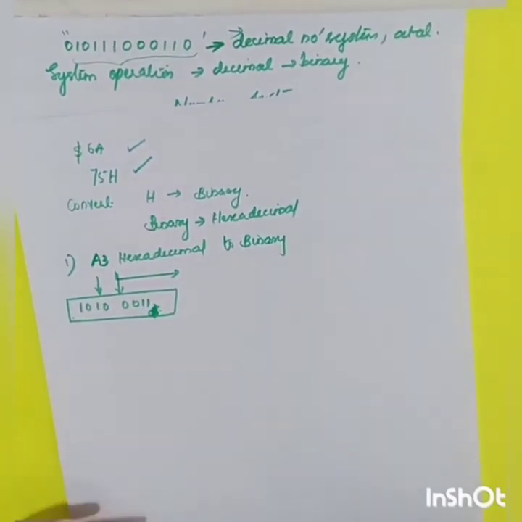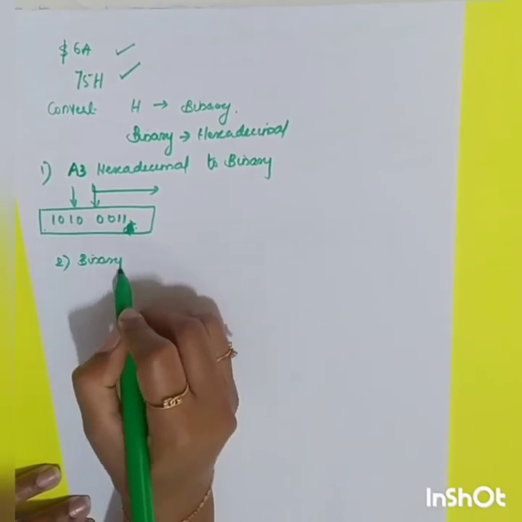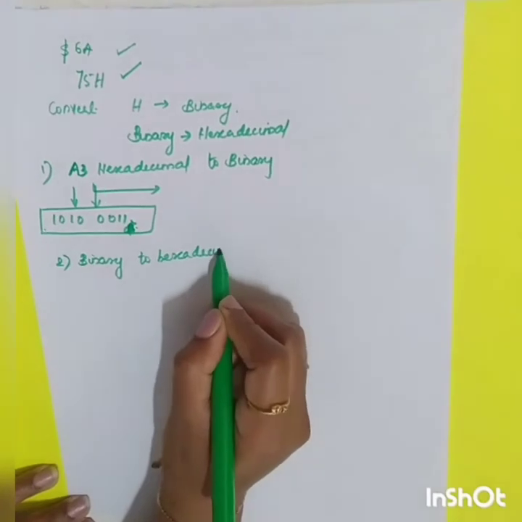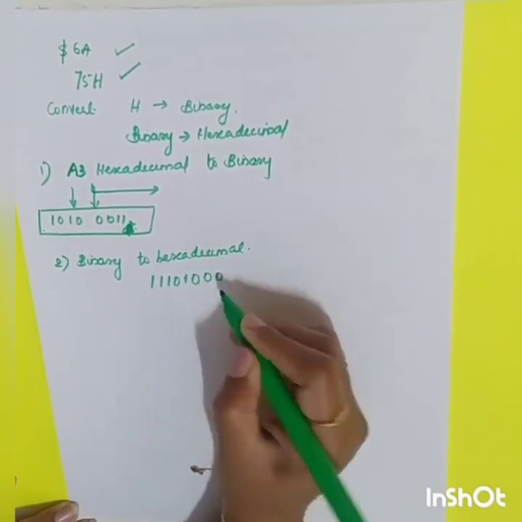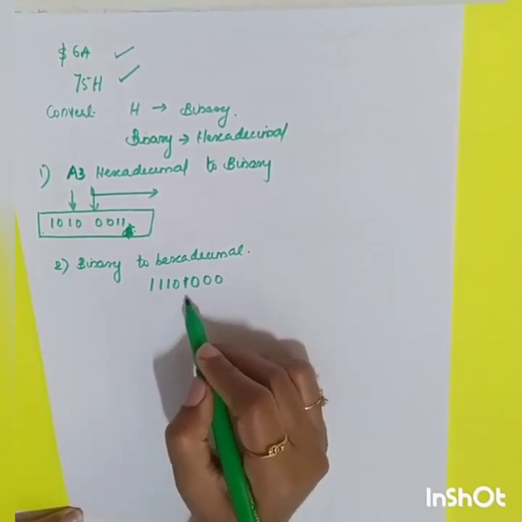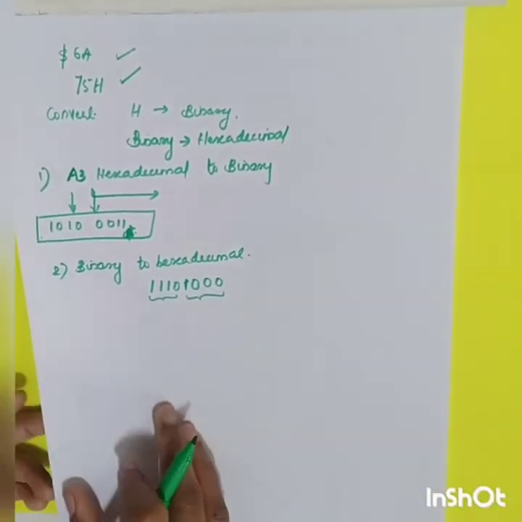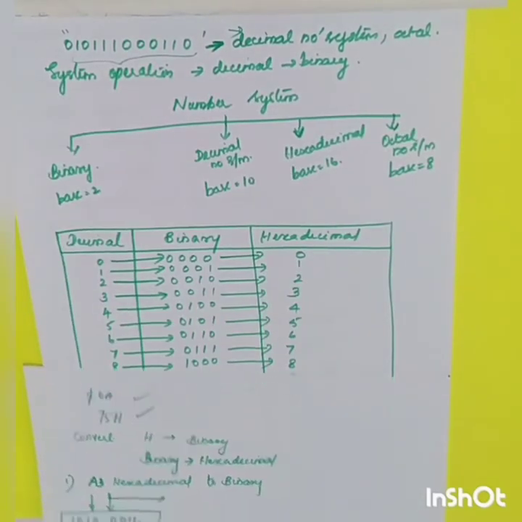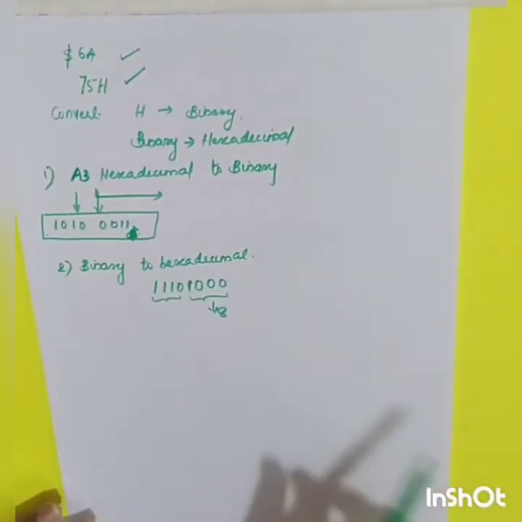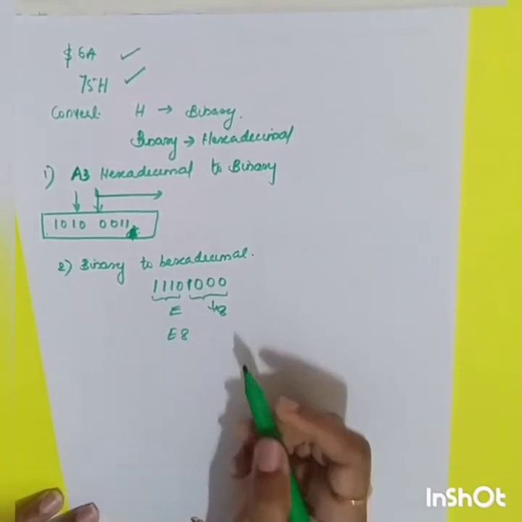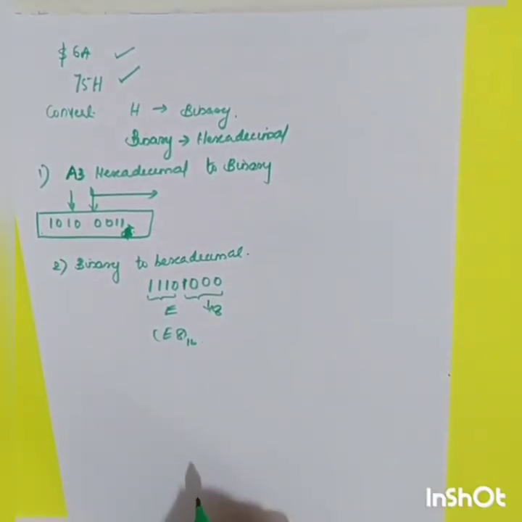Now if you want to convert a binary number, second one, binary to hexadecimal. So if I want to convert 1110 1000 to hexadecimal, group into 4. So this will be your 4, this will be your 4, right? 1000. What is your hexadecimal equivalent of this binary number? It will be equal to 8, right? Now 1110 is equivalent to hexadecimal E. So your hexadecimal value will be equal to E8, to the base 16. So this is how you convert hexadecimal to binary and binary to hexadecimal.